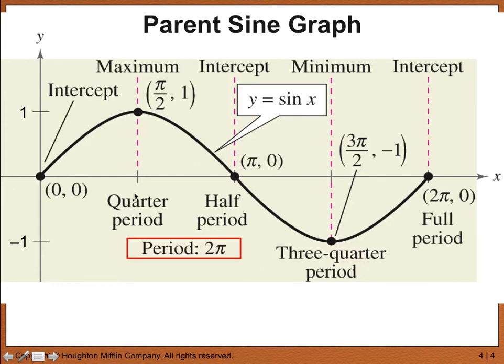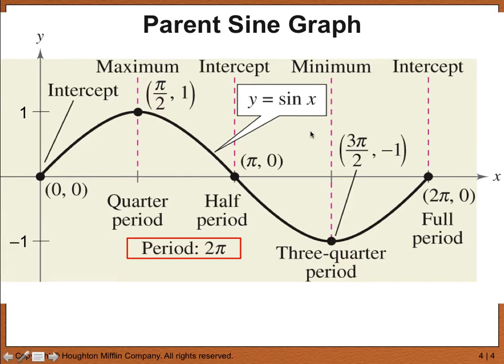Another important thing about this graph is notice that this graph has 5 critical points. The beginning of the period, the quarter period, the half period, the 3/4 period, and the full period. This is going to be something that you're going to use a lot in this section, the 5 critical points. The start of your period, the quarter period, half period, 3/4 period, and full period. Of course, as I mentioned in the last screen, the period is 2 pi radians. And the critical points are labeled with their x and y coordinates.